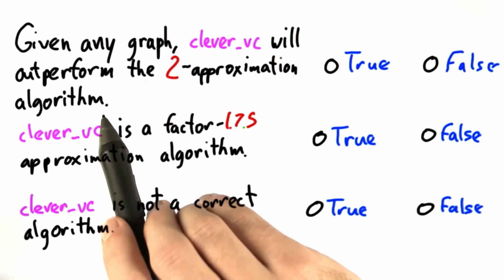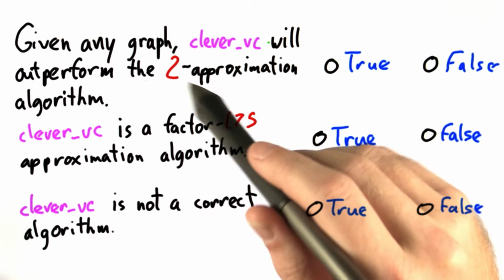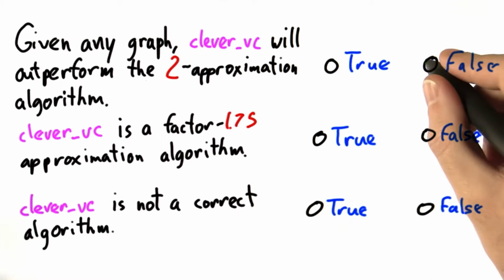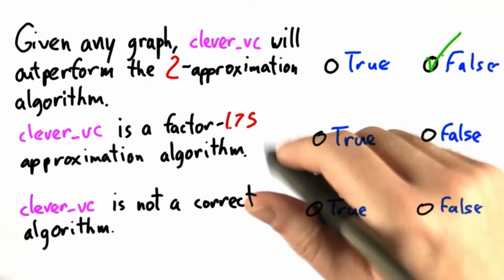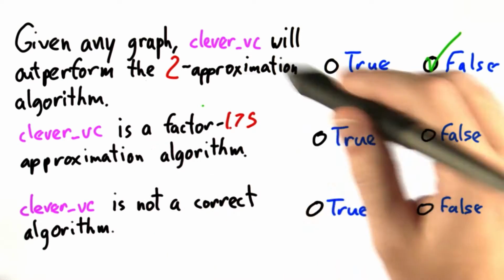Let's go through these one at a time. Now, given any graph, can we say that Clever VC will outperform our factor 2 approximation algorithm? Now, this is actually false. Well, it seems like it outperformed our factor 2 approximation algorithm in each case we tested it.